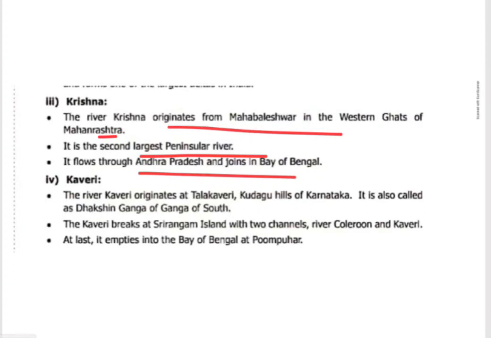Then Kaveri. The Kaveri river originates in the Kodagu district in Karnataka. It is also called Dakshin Ganga, the Ganga of the South. In your book it is given clearly, children. The Kaveri breaks at Srirangam Island into two channels, the Kollidam and the Kaveri. At last, it mixes with the Bay of Bengal at the Poompuhar area.